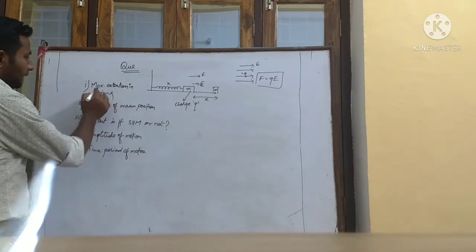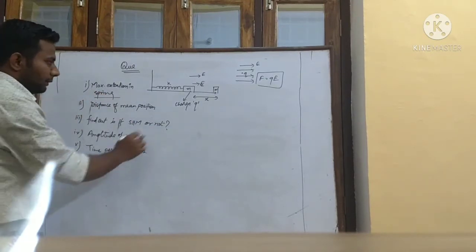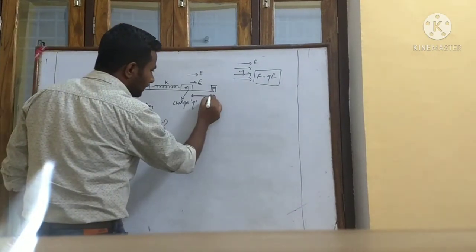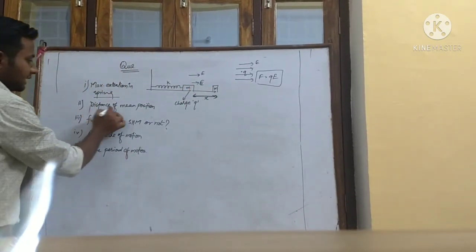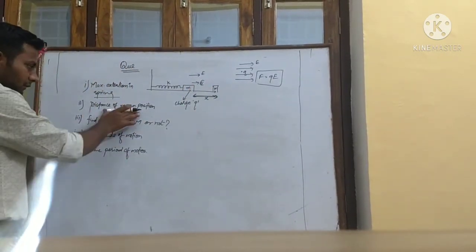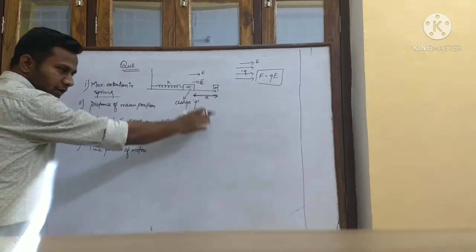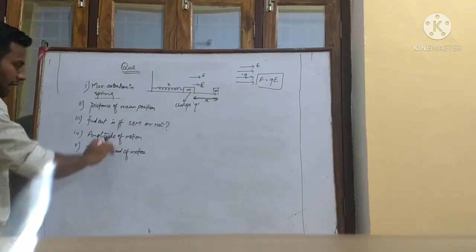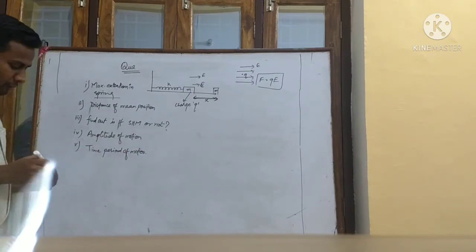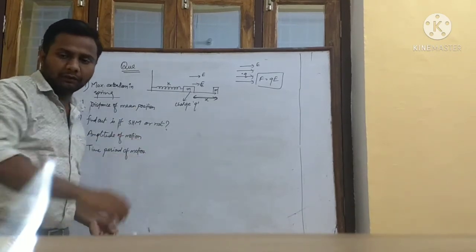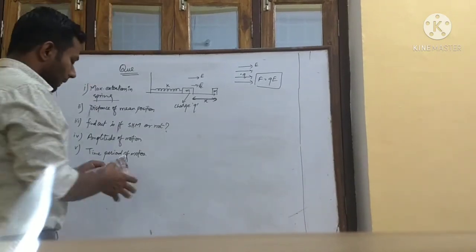So we have to find the maximum extension in the spring, meaning up to what limit value of x this block will move in this direction. The distance of the mean position we will discuss during the solution of this question, and we will find out whether it is SHM or not, and all these parts. So I am going to solve all these parts one by one.